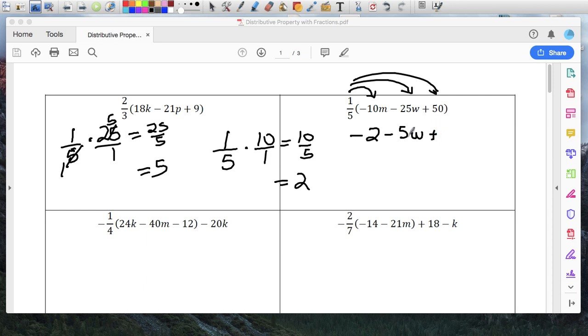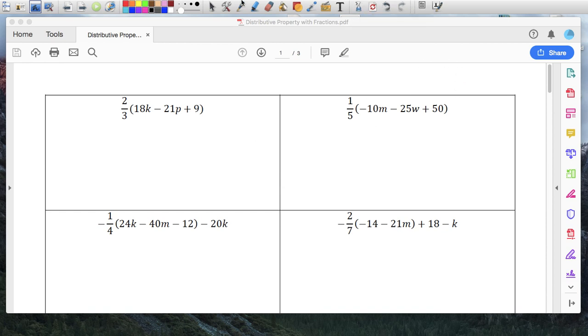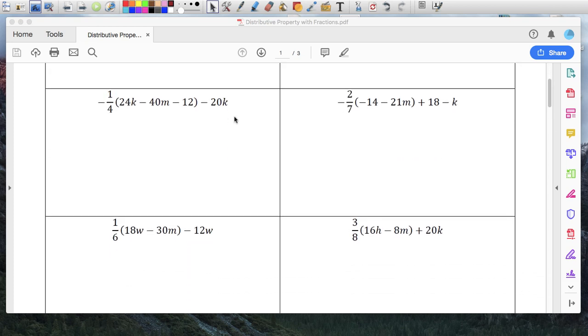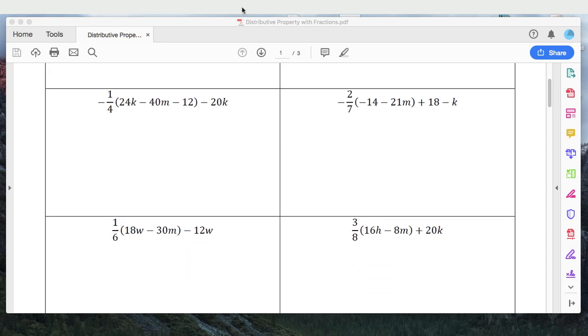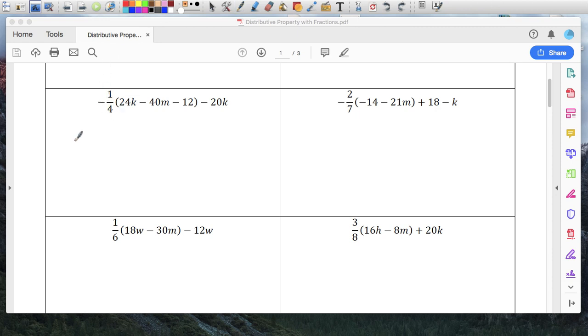Positive times a positive is going to be plus, and the last one is 1/5 times 50, which is 50 divided by 5, which gets me 10. It really depends on your comfort level. Again, this is a negative times a positive, so I know it's negative. I'll do this on the side. 1/4 times 24. 1 times 24 is 24, 4 times 1 is 4, and 24 divided by 4 is 6. So this first one gives me negative 6k.